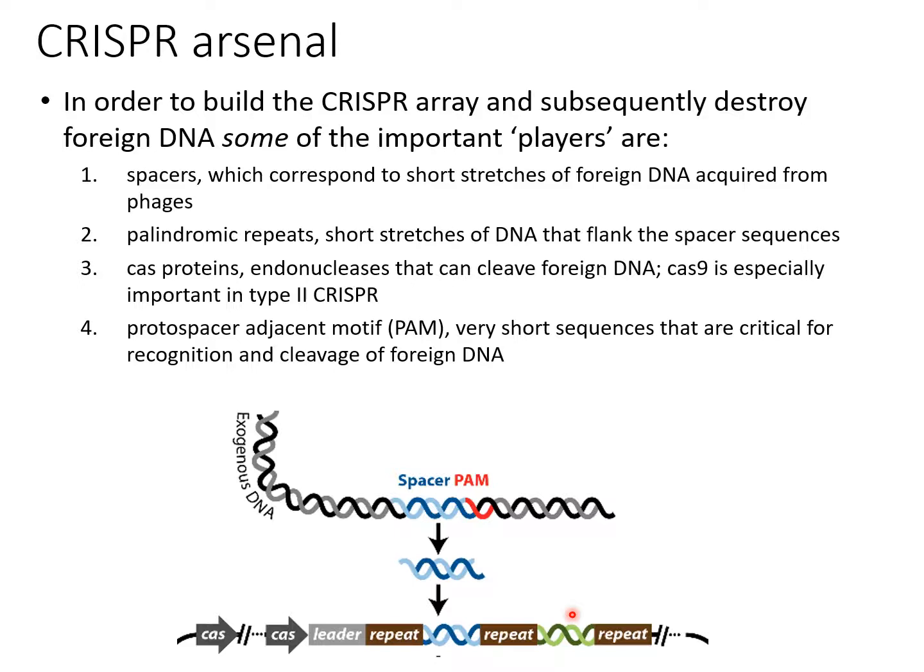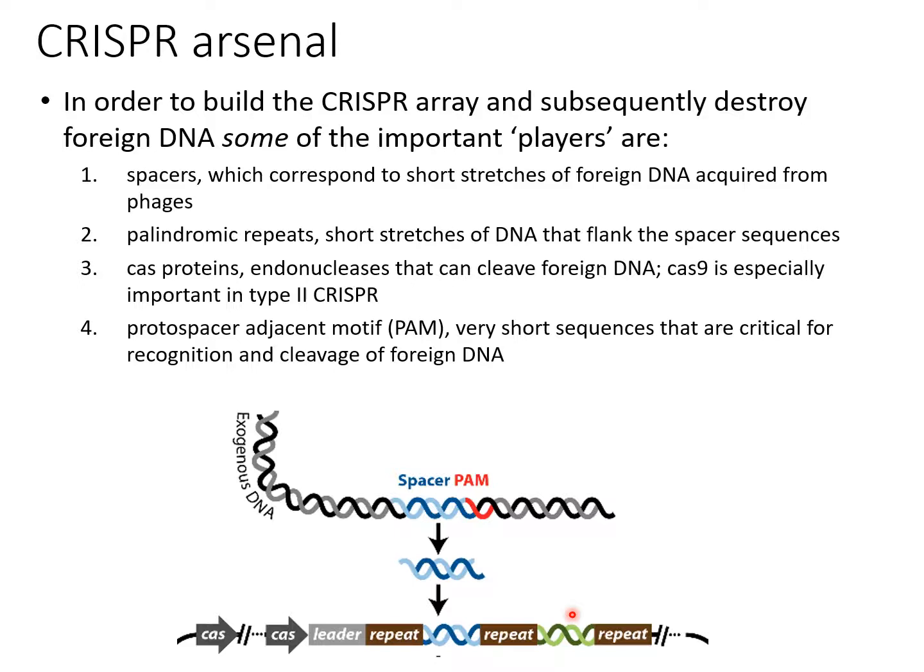Now, Cas proteins come in a lot of different flavors, but we're going to focus in particular on Cas9. There are a few different types of CRISPR, and we're not going to get into that level of detail, but just know that Cas9 is especially important in a CRISPR called type 2. And this type 2 CRISPR is the one that was ultimately adapted and modified for genetic engineering purposes.